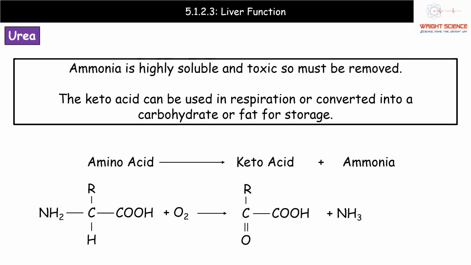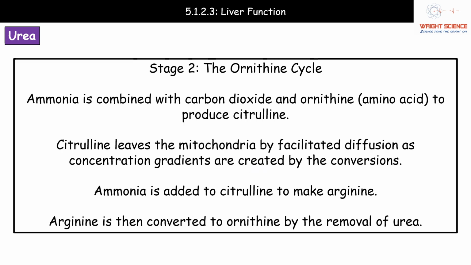Now, the ammonia itself, as we mentioned, is actually highly soluble and toxic, so we've got to get rid of that as well. The other aspect though, the keto acid, this is actually the useful bit. We can then put the keto acid through the process of respiration and therefore utilise the energy that's stored within the molecule. Alternatively, we could take that keto acid and convert it into a carbohydrate or fat, and then we could store that chemical. The second stage that's going to deal with the ammonia that we've now created is the bit called the ornithine cycle.